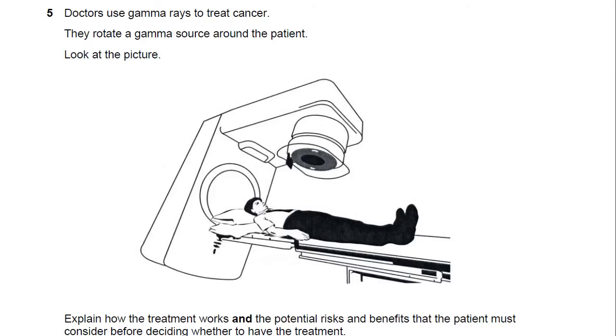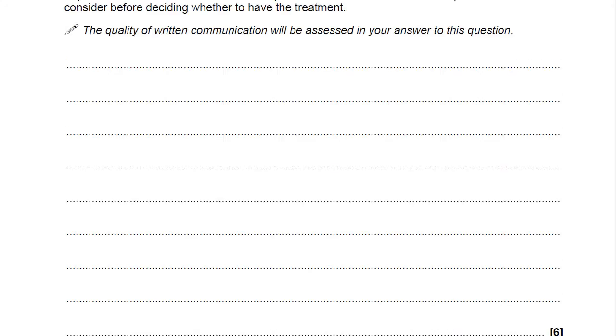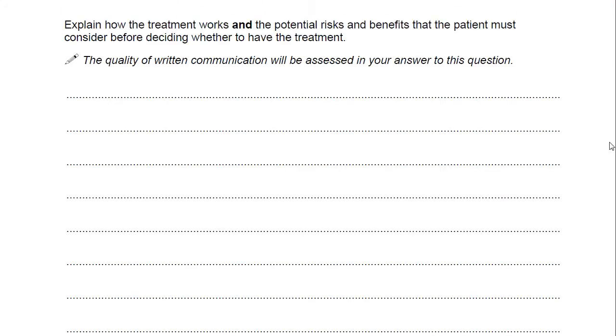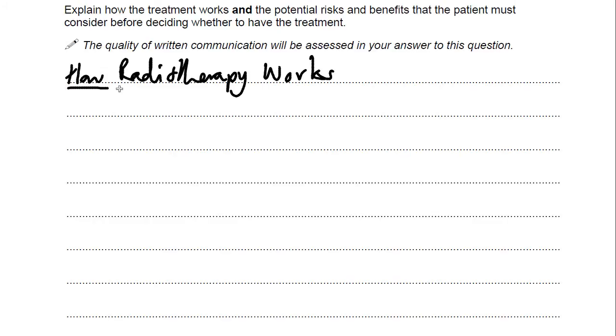So I'm going to scroll down. I'm going to give you kind of 2 headings, and I want you to try and write a 6-mark answer within those 2 headings. So the first heading, I want you to explain how the treatment works. So how radiotherapy works. And think about that idea of the rotation of that beam. Why does the beam rotate? And then I want you to go into benefits and risks.